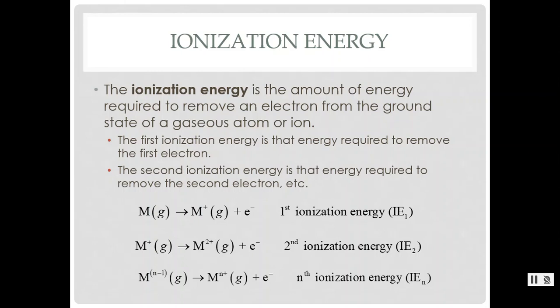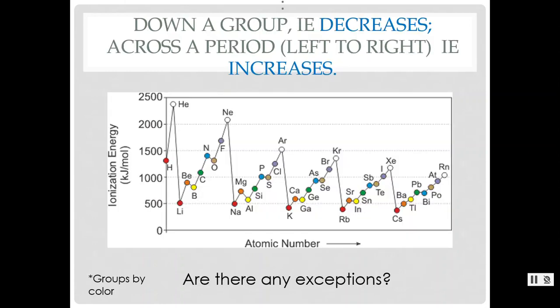Obviously, the first ionization energy is what it takes to remove the first electron. The second electron is the second ionization energy, and so on and so forth. The trend that we are going to talk about is the first ionization energy trend for an element, which is stated up here and shown graphically down here.